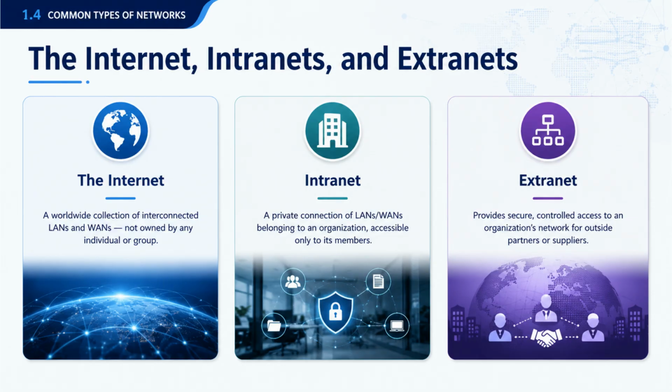Three related but distinct terms here: internet, intranet, extranet. The internet is the global, unowned network of networks. An intranet is private, internal only. An extranet opens up controlled access to outside partners or suppliers. A good example for extranet: a supplier portal a vendor logs into to check inventory levels with a client company.